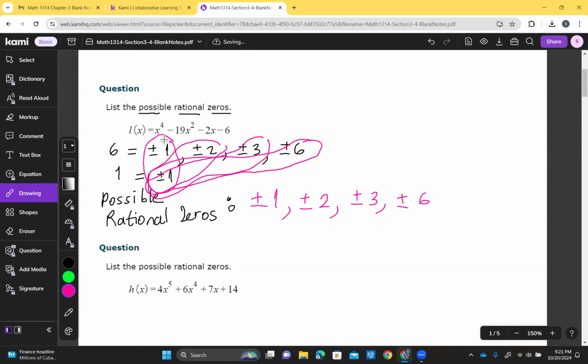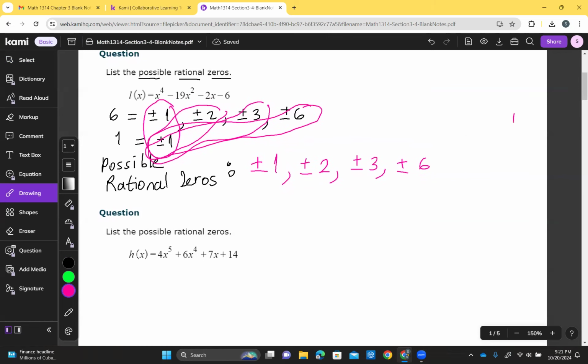So in this case, for the polynomial x to the fourth minus 19x squared minus 2x minus 6, the possible rational zeros will be one of these numbers. This polynomial might be divisible by positive 1 or negative 1. It might be divisible by positive 2 or negative 2, positive 3 or negative 3, and 6 or negative 6. For example, since 7 is not among this list, 7 is not going to work here. Since 10 is not a possible rational zero, 10 will never give a synthetic division for this polynomial with a remainder of 0. So let's do another one to understand what we're doing here.